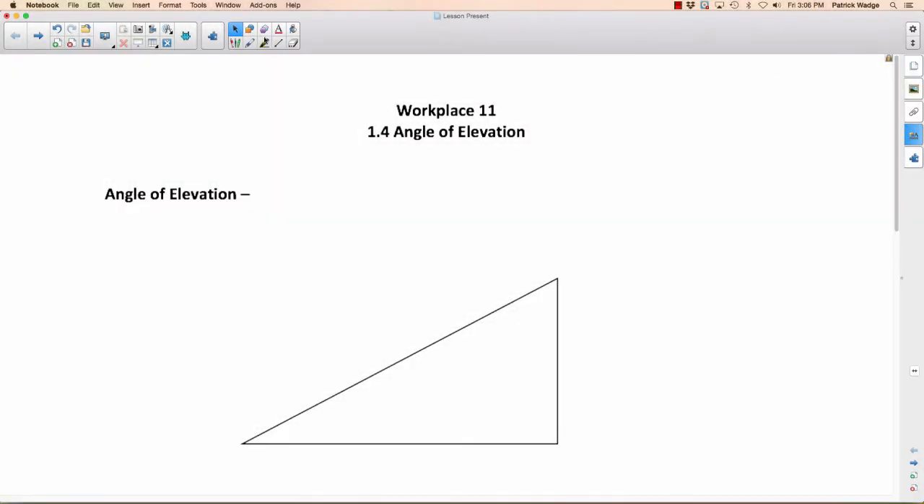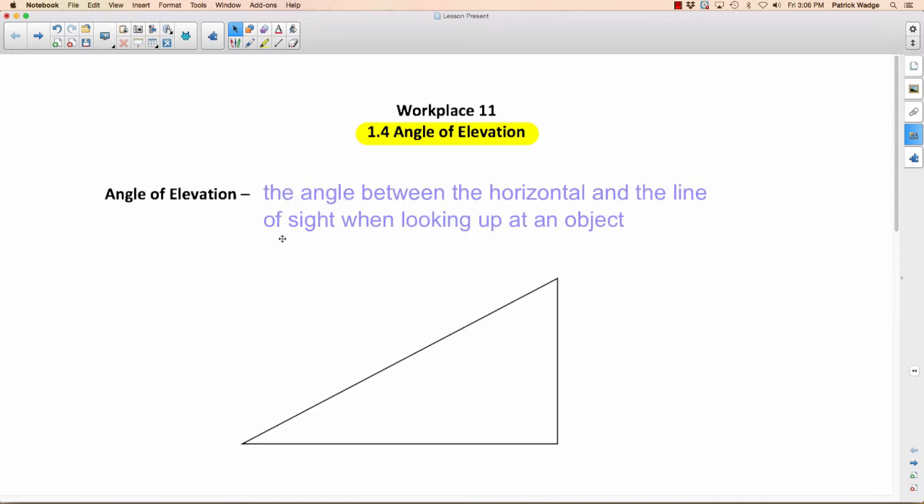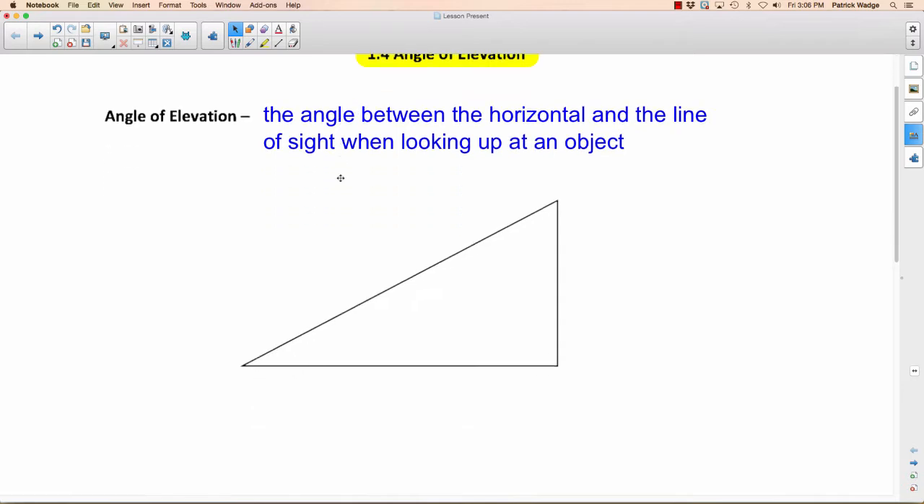Okay, workplace 11, it's time to talk about angle of elevation. So, what are we talking about when we're talking about angle of elevation? The angle of elevation is the angle between the horizontal and the line of sight when looking up at an object. Boy, that sounds kind of confusing. Alright, so let's see if we can figure this out.